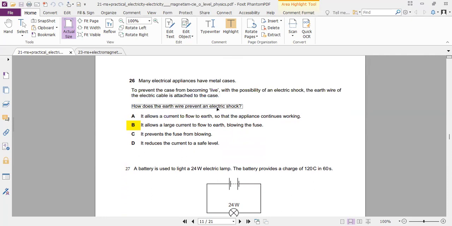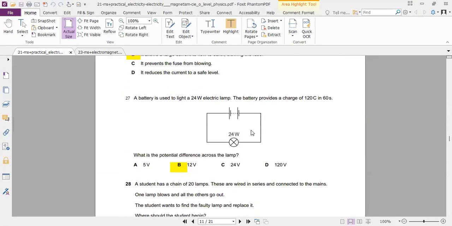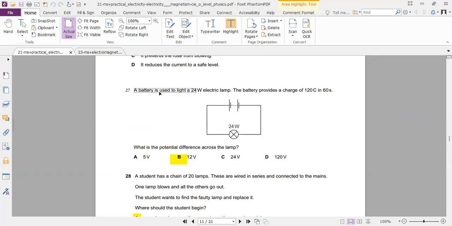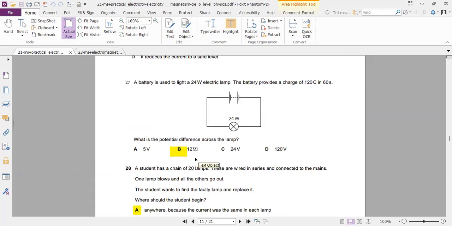How does the earth wire prevent the electric shock? It allows a large current to flow to earth and that blows the fuse. Remember this for your knowledge. Batteries use 24 watts, 120 coulomb charge in 60 seconds should give you the current, and the power divided by this current should give you the voltage.